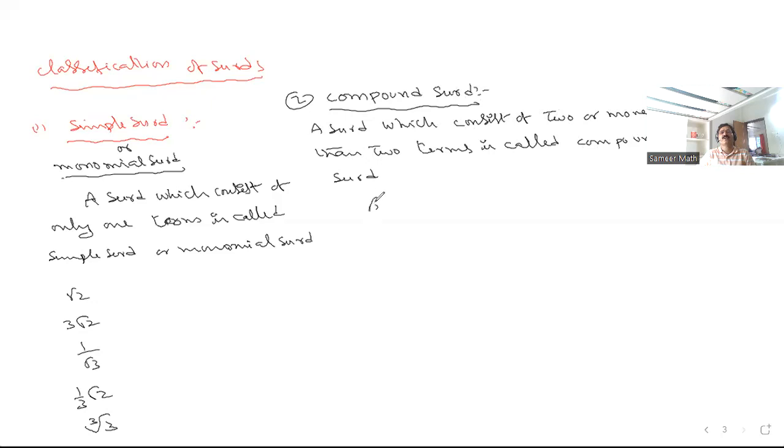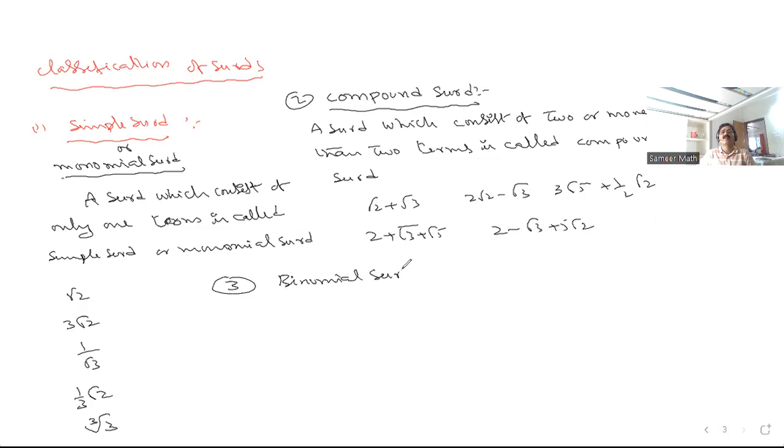Examples I'll give now. You can write root 2 plus root 3, 2 root 2 minus root 3, 3 root 5 plus 1 by 2 root 2. Not only this, 2 plus root 3 plus root 5, 2 minus root 3 plus 5 root 2. These all are compound surds only. As I said to you, after compound surd, I want to discuss binomial surd.